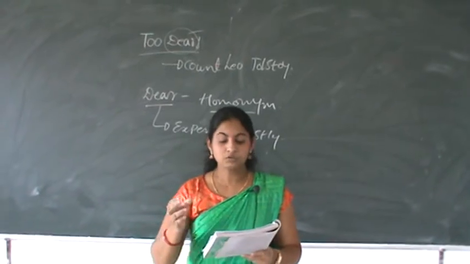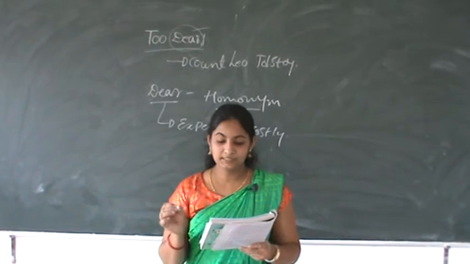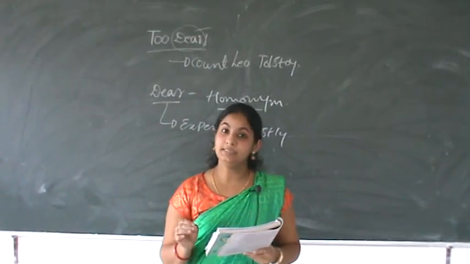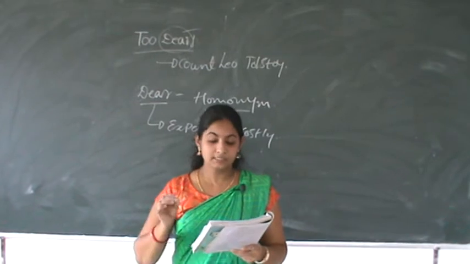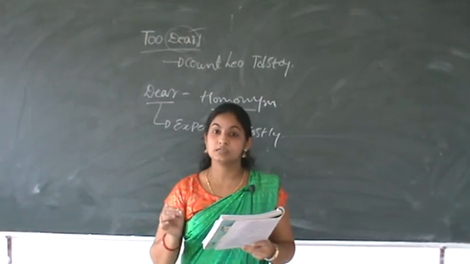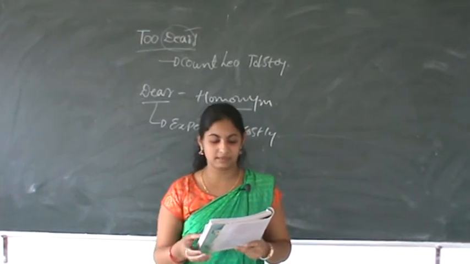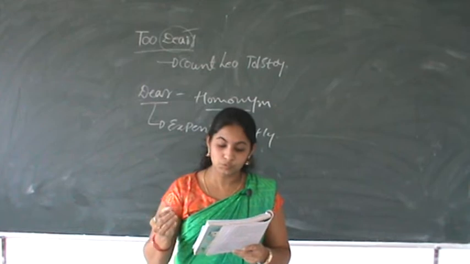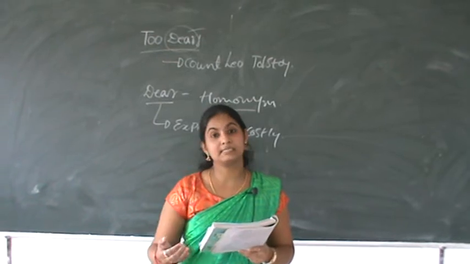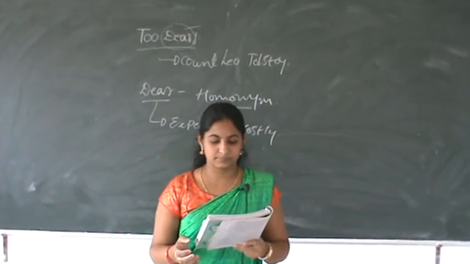So, Count Leo Tolstoy, 1828 to 1910, is a Russian writer who primarily wrote novels and short stories. Tolstoy is a famous Russian writer, and he primarily wrote novels and short stories. So initially he begins to write novels, that is, Kadambari, and short stories, that is, small stories and sub-stories.